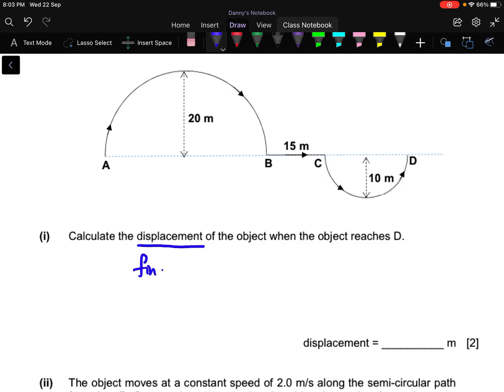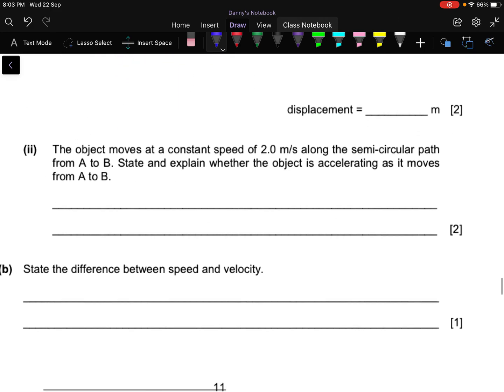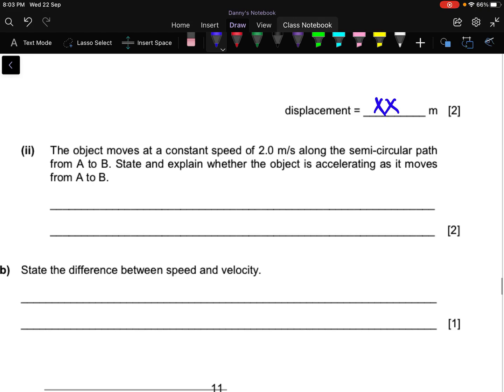So displacement, like I said, it is just final position minus the initial. So this is my starting position, this is my end position. So what is the displacement? It will be 20 plus 20 plus 15 plus 10 plus 10. Okay, you go and work it out. Remember 2SF.